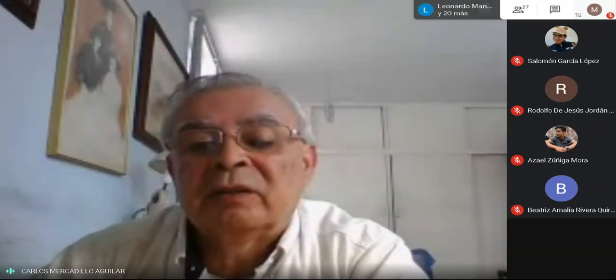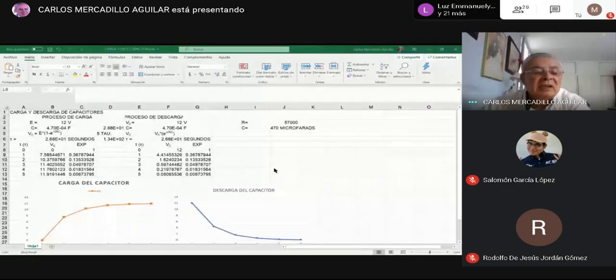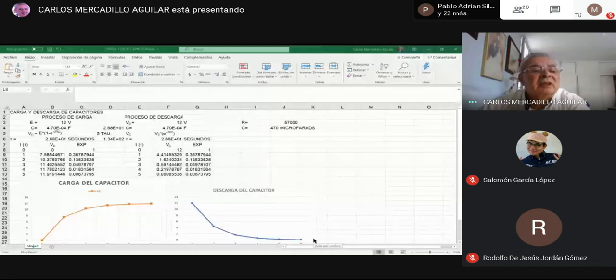This is another simulator, an Excel simulator for the capacitor. Here we can show the charge of the capacitor and the discharge of the capacitor. Here I have put the value of R and C, and I put them in the formula and have obtained here the value of the time constant tau.